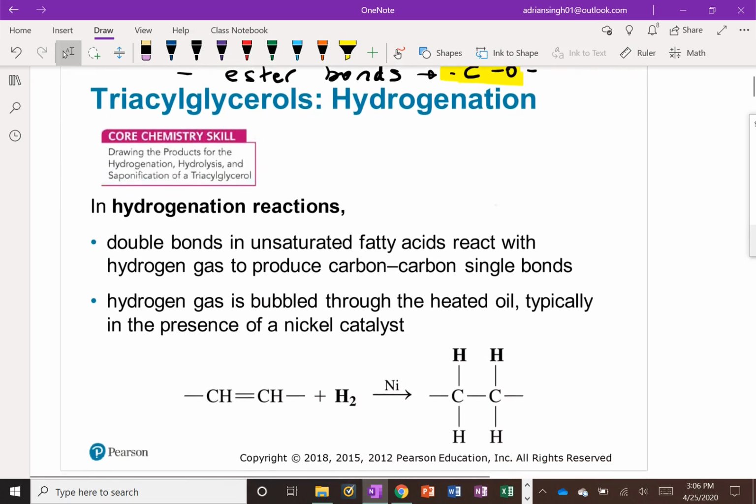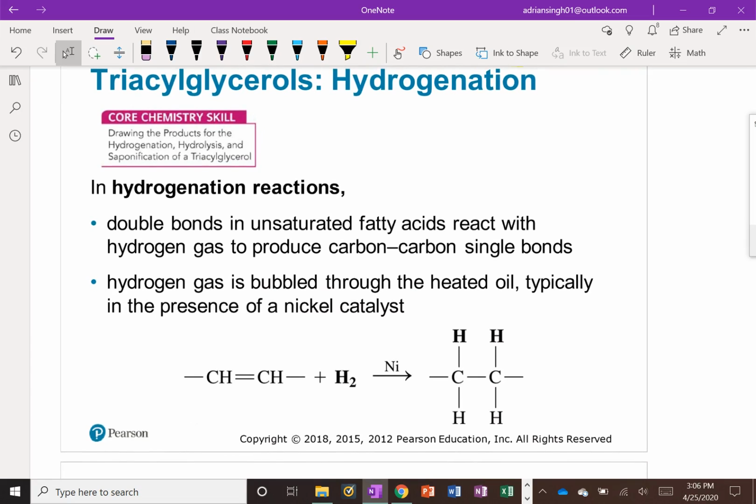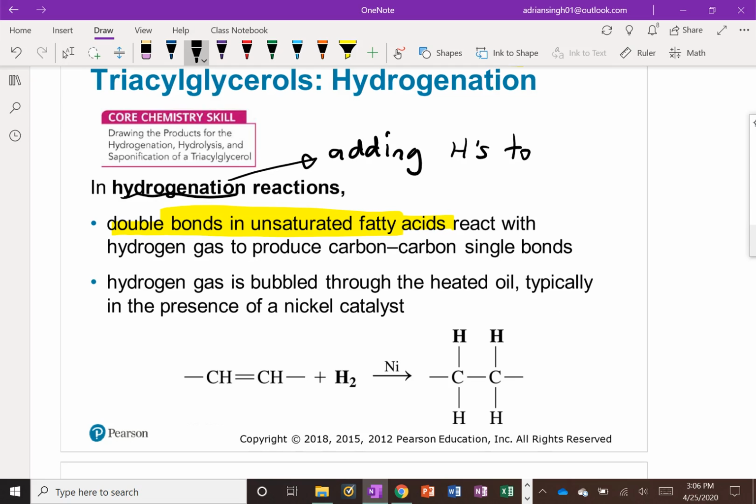So let's first of all take a look at what can happen to those double bonds. The first thing that we're going to take a look at is adding hydrogens to those double bonds, right? And typically we said that double bonds are found in your unsaturated fatty acids. And in a hydrogenation reaction, that tells us that we're adding hydrogens. And specifically, we're going to add hydrogens to that double bond. And we've seen that before in the alkenes chapter.